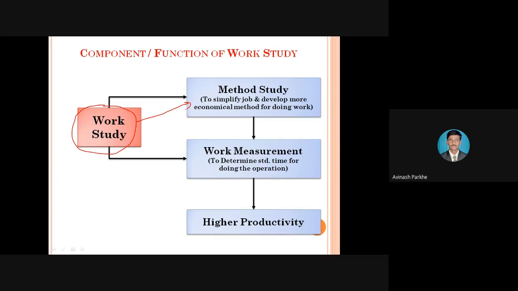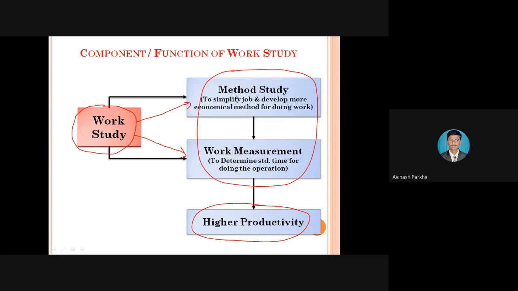The first one is method study, which is used to eliminate the unnecessary operations and develop the new method. And the second is called work measurement, which is used to determine the standard time for doing the operations, or the standard time for the new method which is coming from the method study. Once the method study concept is implemented, after the method study we have to implement the work measurement. And if we implement these two concepts, method study and work measurement, in the industry, there will be higher productivity. Therefore, these concepts play a very important role in your industry in order to increase your productivity.